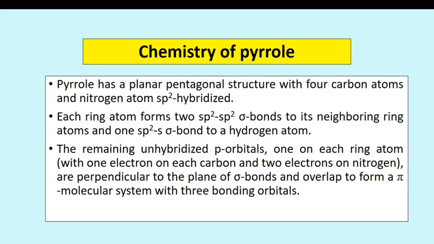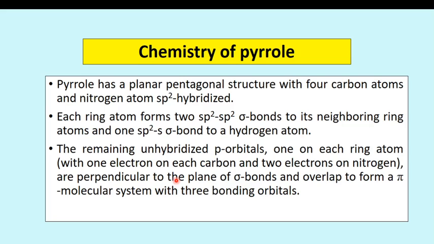Pyrrole has a planar pentagonal structure with 4 carbon atoms and a nitrogen atom, which are sp2 hybridized. So sp2 hybridization is present in pyrrole. Its ring atoms form 2 sp2 sigma bonds to the neighboring ring atoms and 1 sp2-s sigma bond to a hydrogen atom. The remaining unhybridized p orbitals, one on each ring atom, with 1 electron on each carbon and 2 electrons on nitrogen, are perpendicular to the plane of sigma bonds and overlap to form a pi molecular system with 3 bonding orbitals. So this is the overall chemistry of pyrrole.